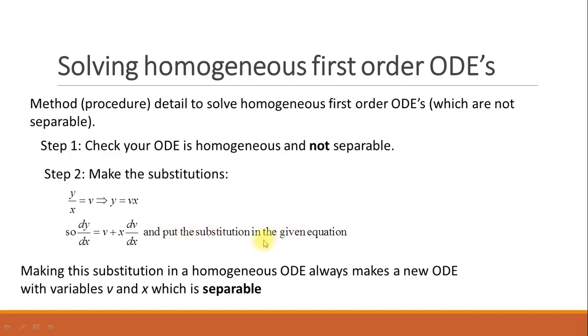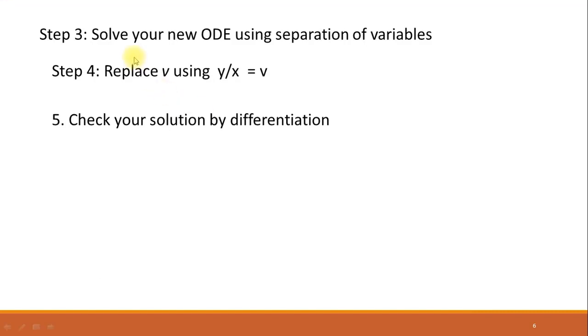We get a new differential equation in which the variables v and x will be present, and the new differential equation will be in separable form. Then we can easily solve that new differential equation by separation of variables. When we solve it, we get the solution, and in the solution there will be v, then replace v by y by x.